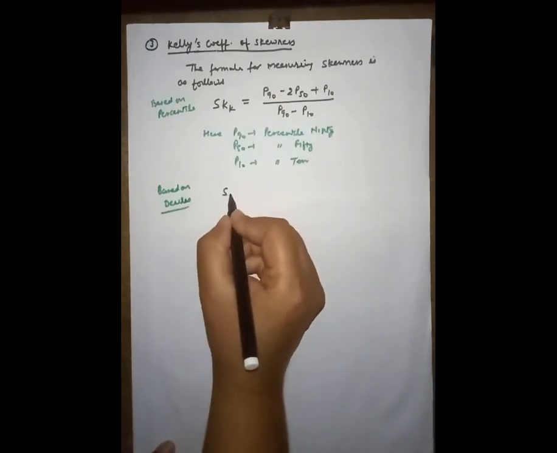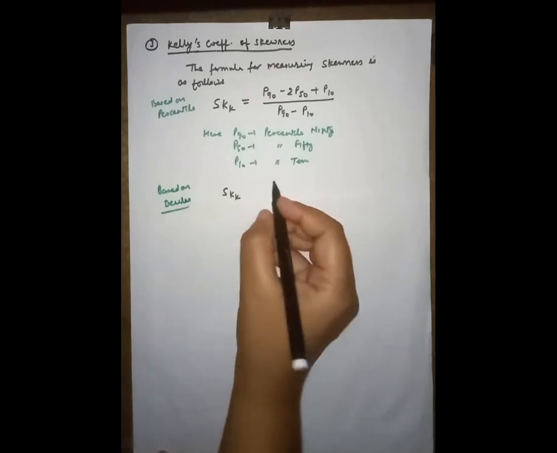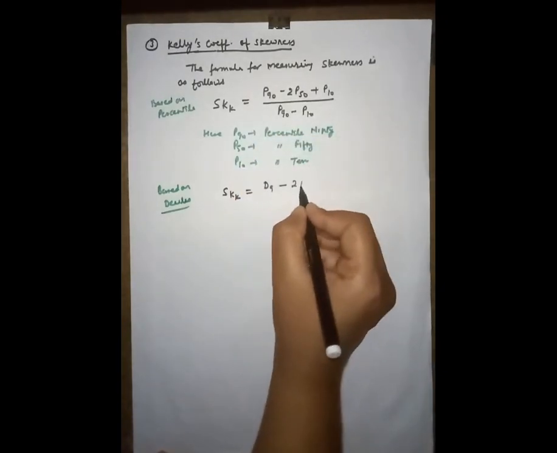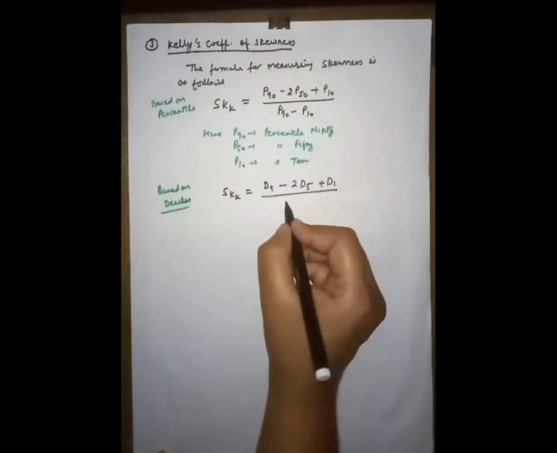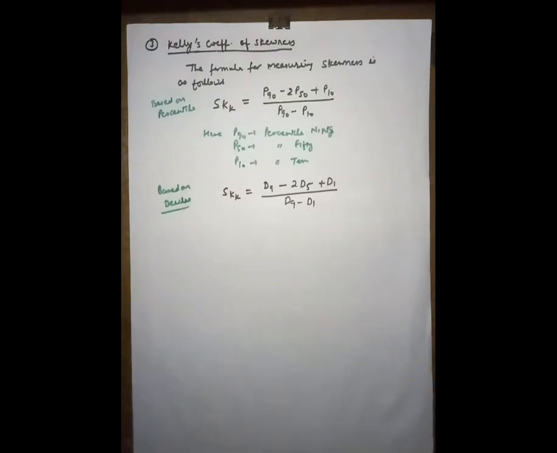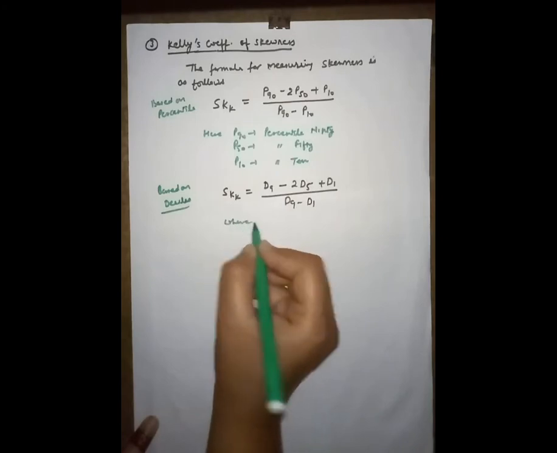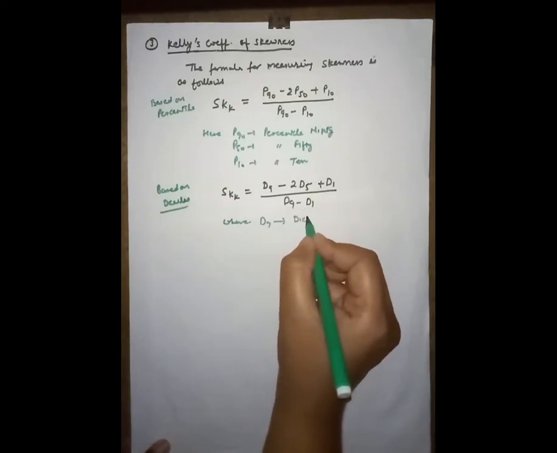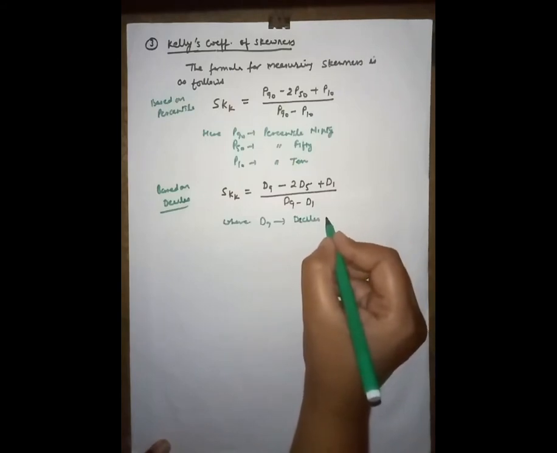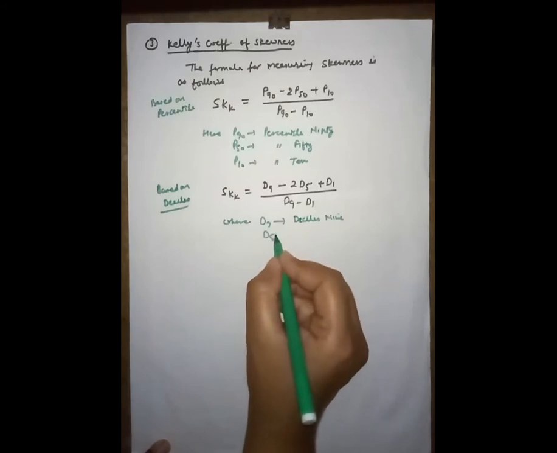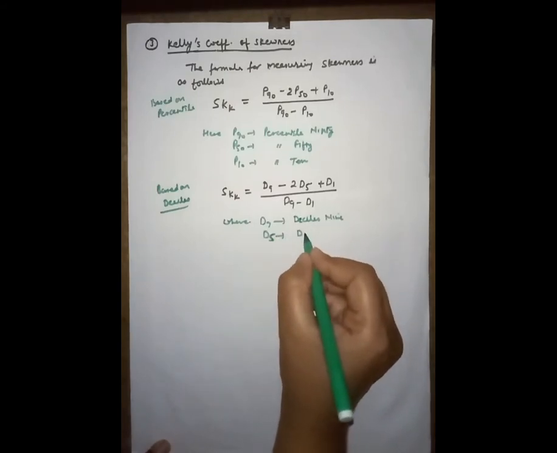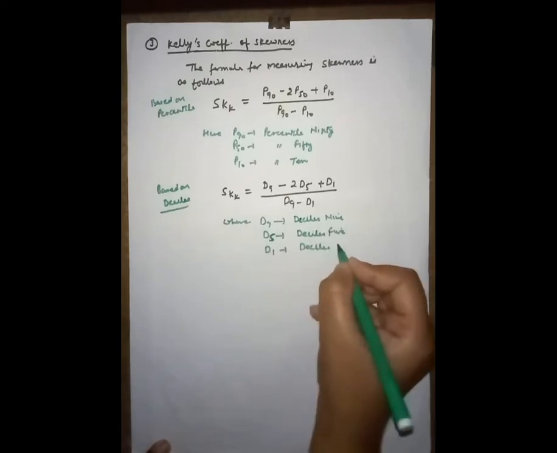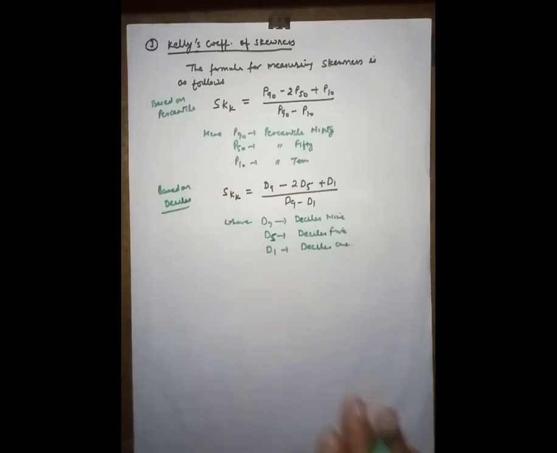You see my lectures. There I told you how to compute these values: (D9 minus D5 plus D1) upon (D9 minus D1), where D9 is decile 9, D5 is decile 5, and D1 is decile 1, right?